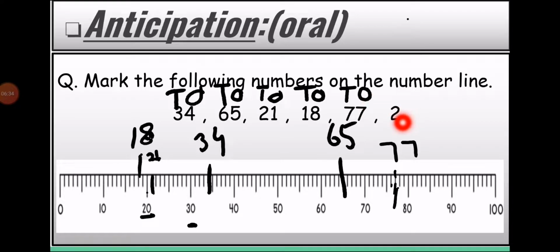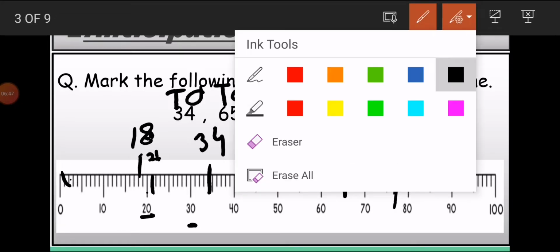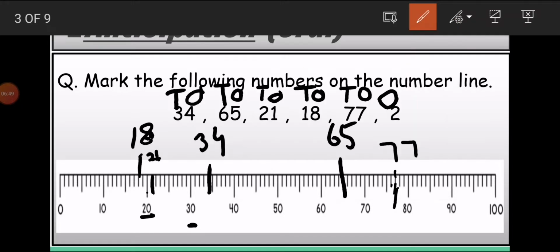Now the last digit is 2. It's only a single digit, which is always ones. It's ones, the first value. So we'll count from 0, and count 1 and 2. It's very simple. So it is 2. Let me mark 2 here. 1 and 2.